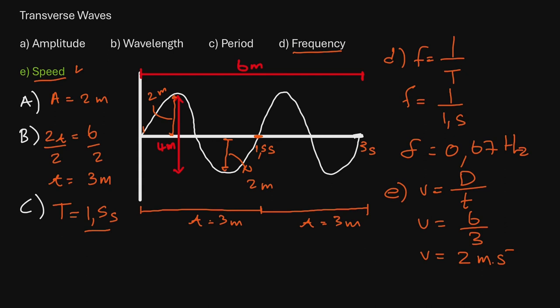But there is another thing that we can use, which is the very same thing as the equation of the speed. The equation of the speed can also be described as the wavelength divided by the period. So if you have the wavelength and you have the period, you can determine the speed of the wave. We have already calculated the wavelength and the period. So we can substitute here the wavelength of 3 and the period of 1.5. And we are going to get the very same velocity of 2 meters per second.